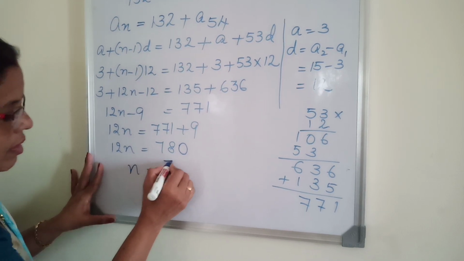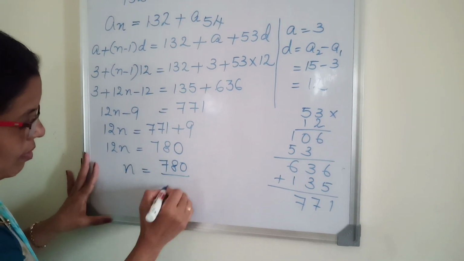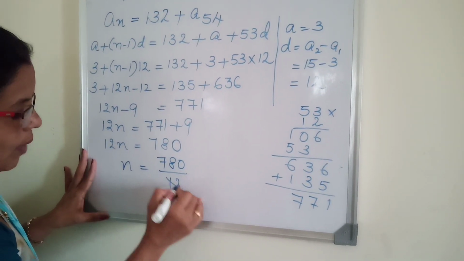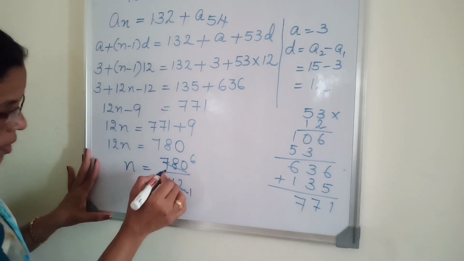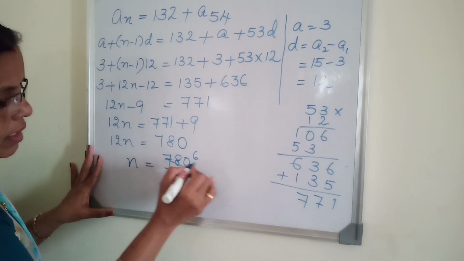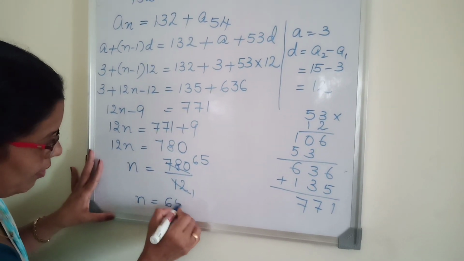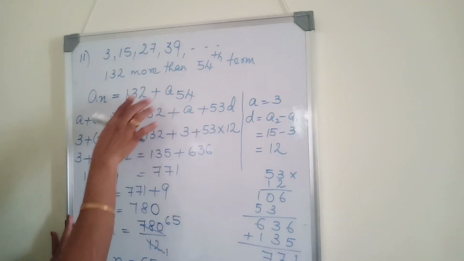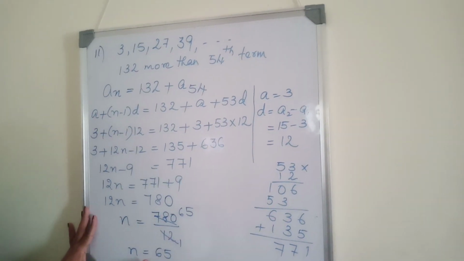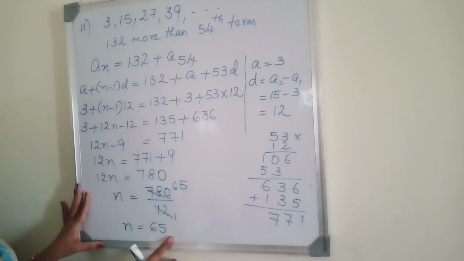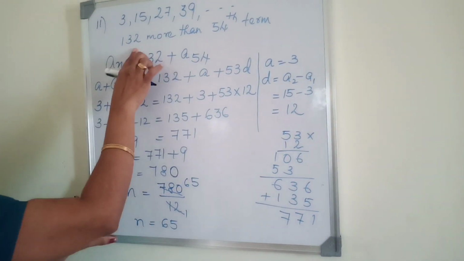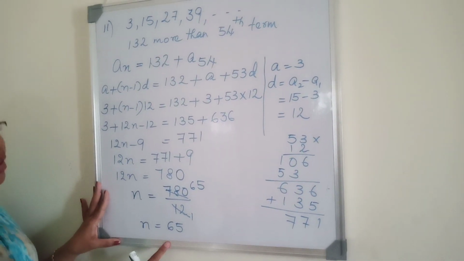n equals 780 by 12. 12 6s are 72, remainder 6, 7 5s are 60. n equals 65. So here, which term of the AP is 132 more than 54th term is 65th term. 65th term of this AP is 132 more than 54th term.